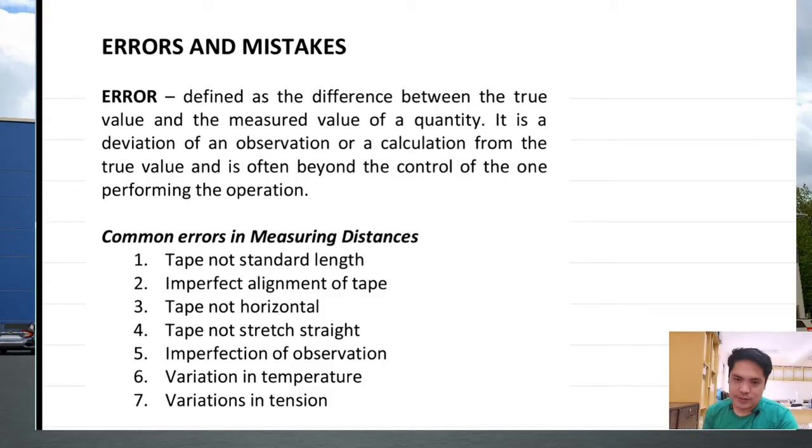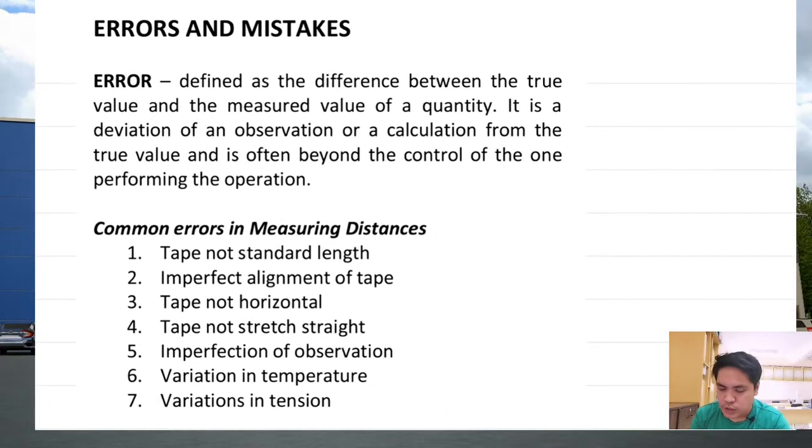Good day, class. So this time we'll be discussing errors and mistakes. Okay, let's first define what is an error. According to the book of Juni P. Laput, error is defined as the difference between the true value and the measured value of a quantity. It is a deviation of an observation or a calculation from the true value and is often beyond the control of the performing operation. So when we say error, that is, sabi pa nga, the difference or the deviation between the true value and the measured value.